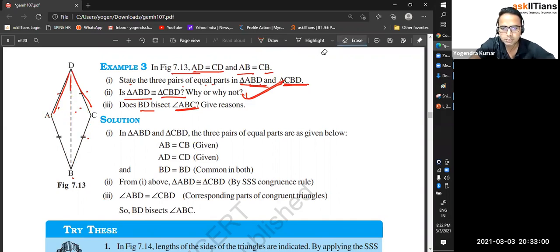This is a very good example. This angle is equal to this angle. We just discussed that if two triangles are congruent, their corresponding angles will be equal.